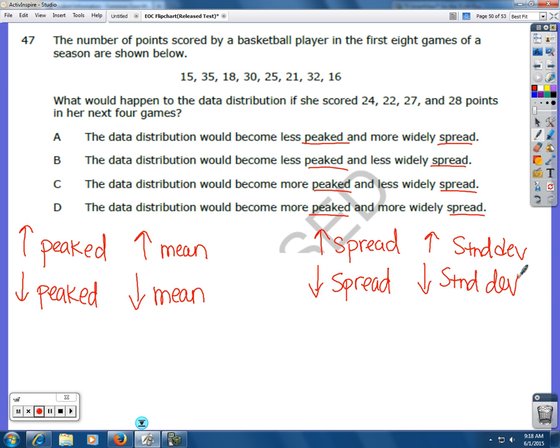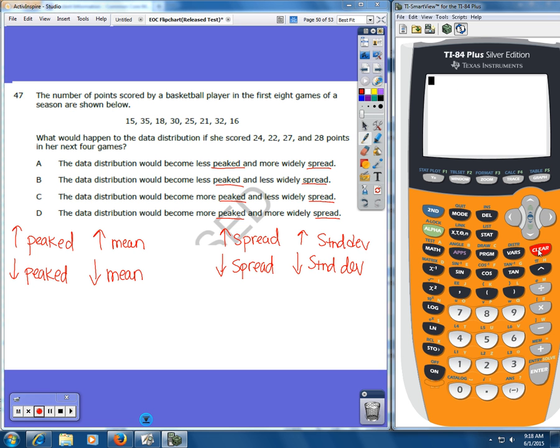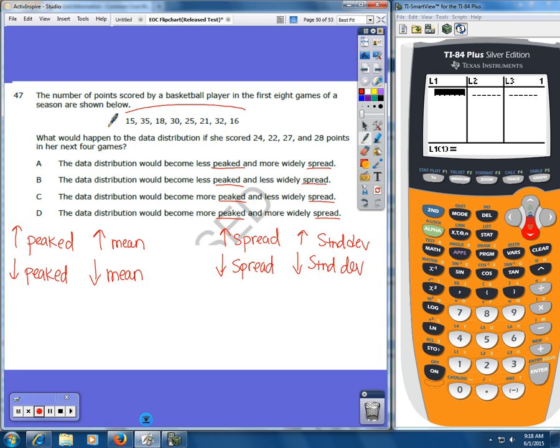So what we're going to do is in our calculator, we're going to enter in our data into our lists. I'm going to clear out what I have here. So I'm going to enter in the original data, which is given at the beginning of the problem. Then I'm going to calculate these statistics for that data. Then I'll go back and enter in the additional data that they gave and calculate the statistics again. And then we'll be able to compare the mean and the standard deviation and see what happened.